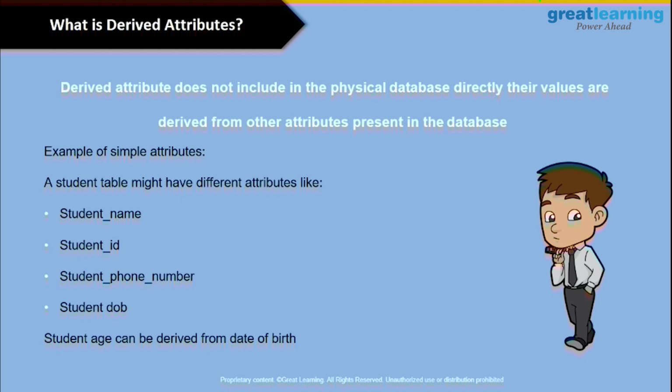Suppose again we have a table called student table. There we have some attributes, which are the columns: student name, student ID, student phone number, and student date of birth. But I want the student age. How can I get that? From the date of birth itself, you can derive the age. Yes, this is how derived attributes come in. So if you want to get the age of a particular student, you can calculate it from the date of birth of that student. These are the 3 types of attributes we have looked at so far.